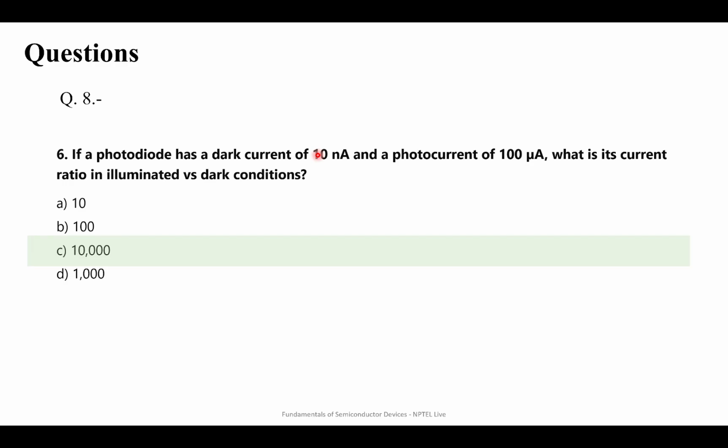If a photodiode has a dark current of 10 nanoamperes and a photocurrent of 100 microamperes, what is its current ratio in illuminated versus dark conditions? 10, 100, 10,000 and 1000. Here you are given dark current 10 nanoamperes and photocurrent is 100 microamperes. So you just have to calculate their ratio. You divide 100 microamperes by 10 nanoamperes, which is 10,000. This is a very simple question.